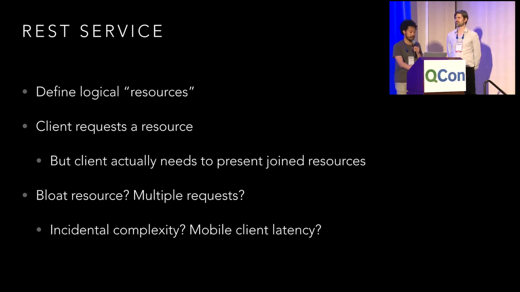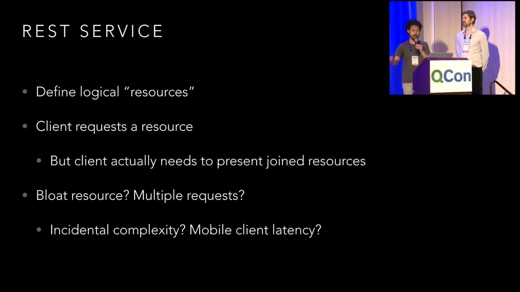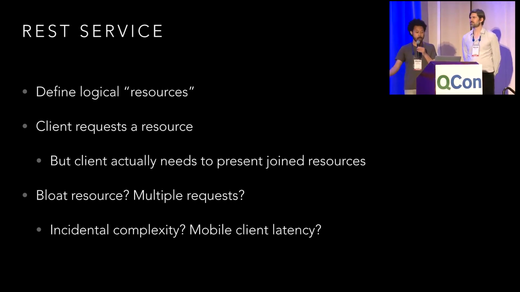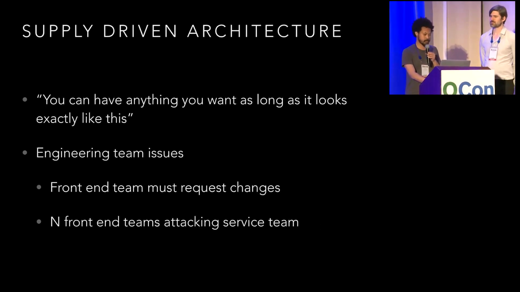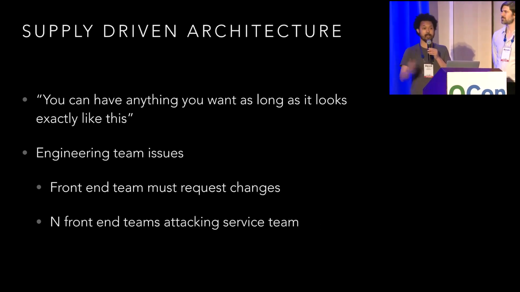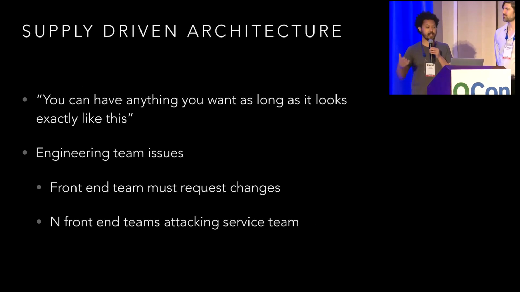The app's going to get slower. So what do you do here? You're either going to inherit incidental complexity because your back-end endpoint is doing too much, or you're going to incur mobile client latency. And this is what I would say the traditional best practice is, supply-driven architecture, the opposite of what we're going to recommend.